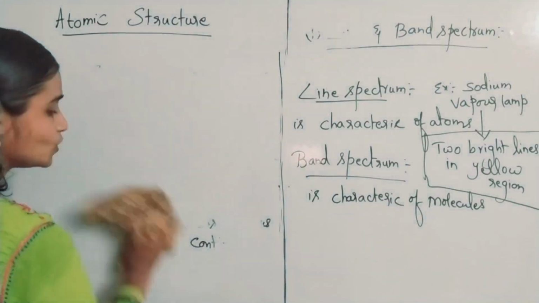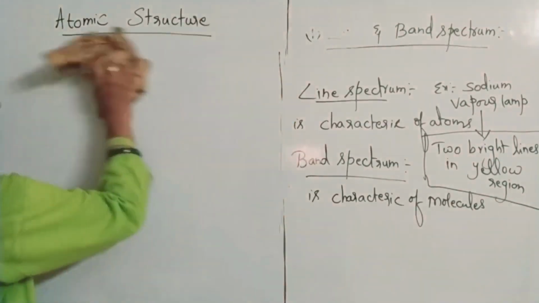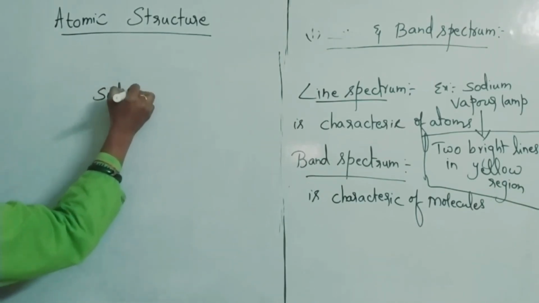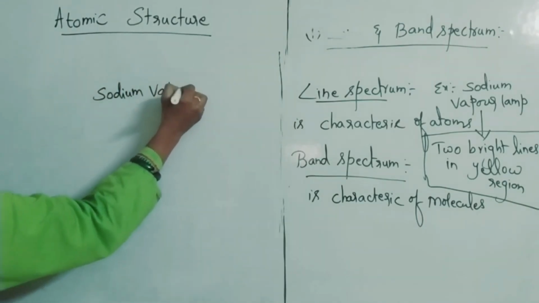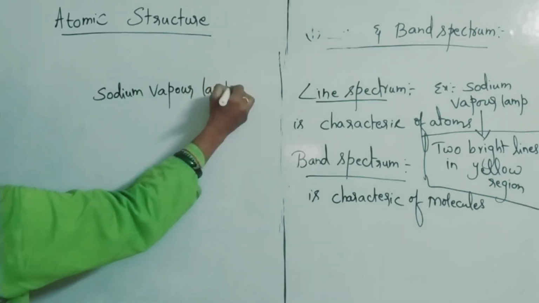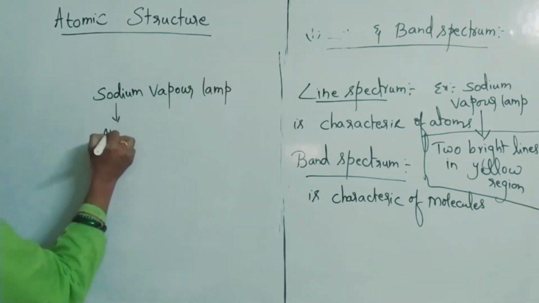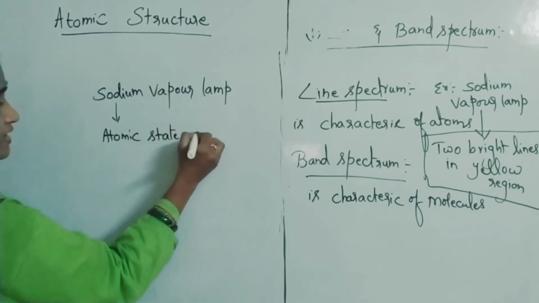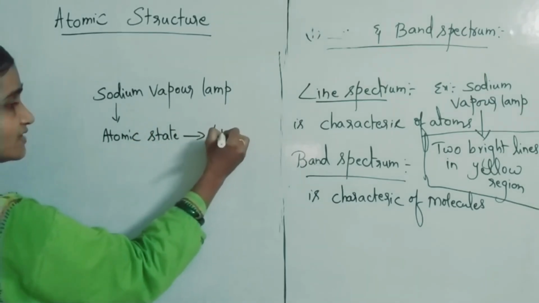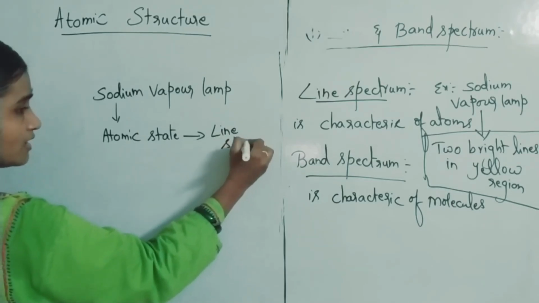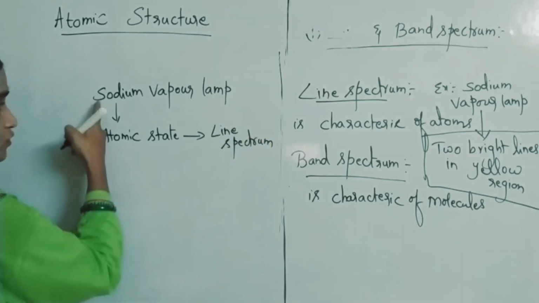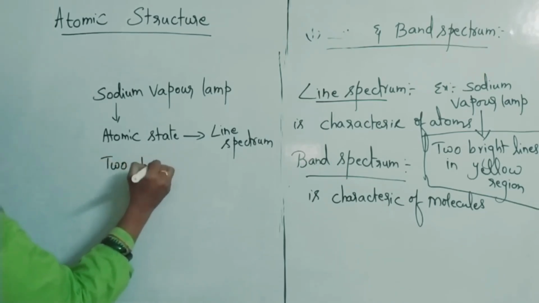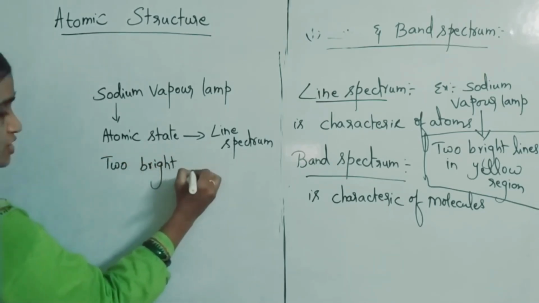Line spectrum, sodium vapor lamp: the spectrum which is obtained by a sodium vapor lamp. Sodium is in atomic state, so it gives you a line spectrum. Please remember, sodium is an atom. Whatever substance is taken in atomic state gives you a line spectrum. In the case of the sodium vapor lamp, most of the time this question is repeated: two bright lines are observed in the yellow region.